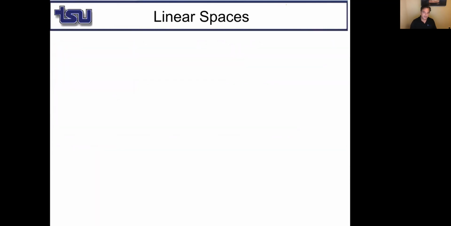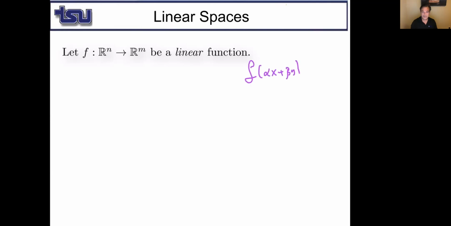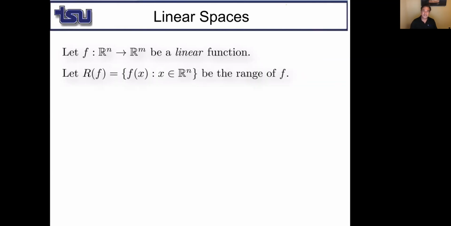Okay, now let's see. Think about f being a linear function. What does that mean? F is a linear function. That means f of alpha x plus beta y is alpha f of x plus beta f of y. So that's a linear function. Let's assume that f is a linear function, and let's think about the range of f.